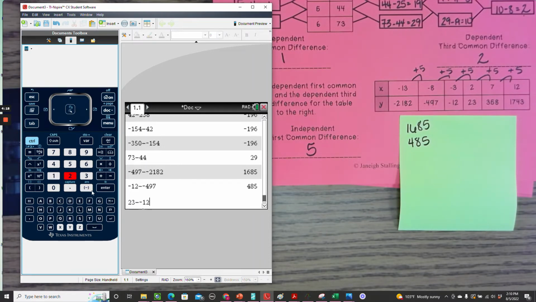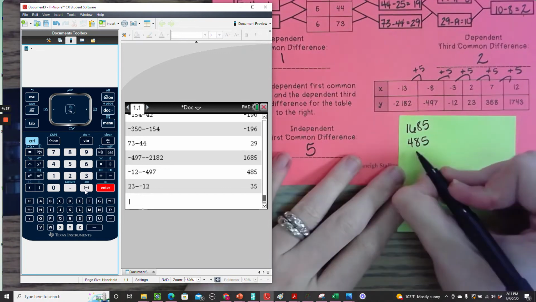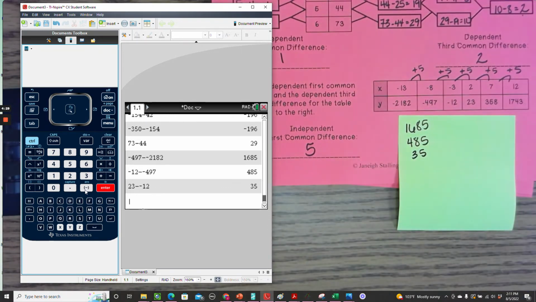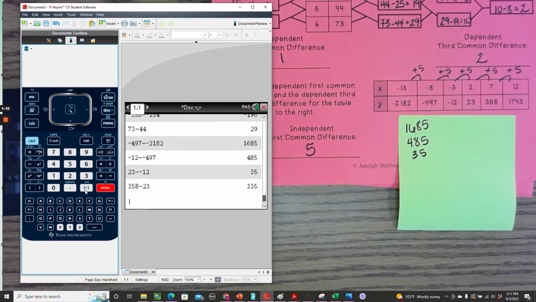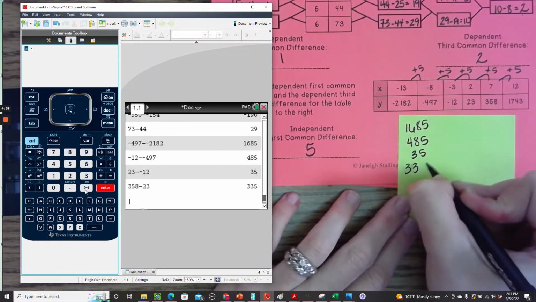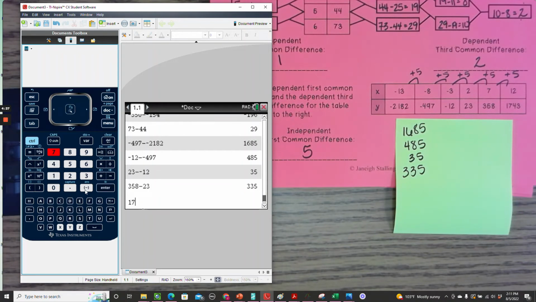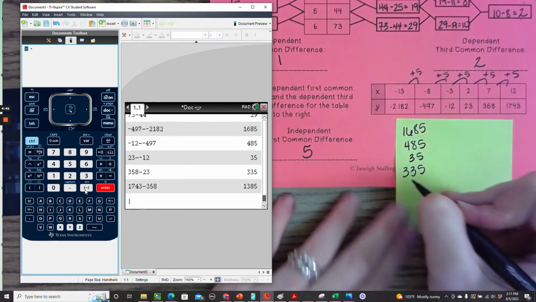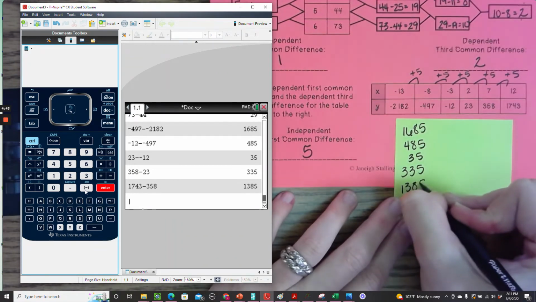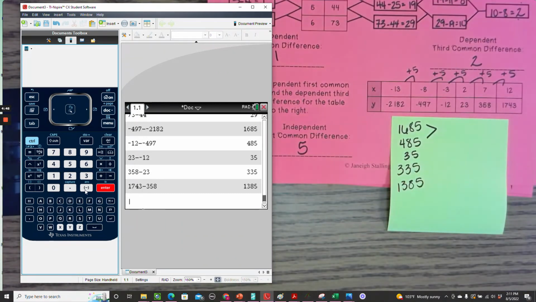All right. Subtraction goes in between numbers. Negatives go in front of numbers. Make sure that you're using the right key in your calculator. 35. 358 minus 23 is 335. 1743 minus 358, 1385. Nothing in common, so I got to do it again.